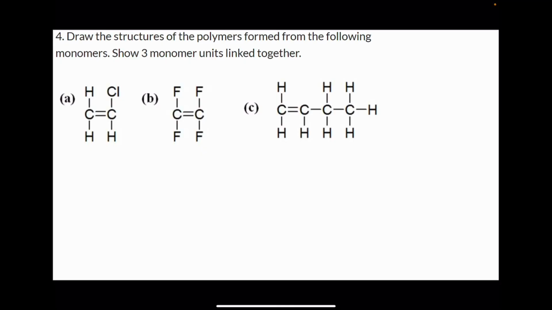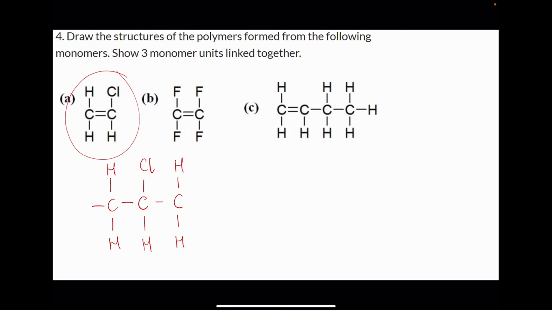So this says, draw the structures of the polymers formed from the following monomers. Show 3 monomer units linked together. So let's look at A. So there's our monomer. We've got the carbon 1 and carbon 2. On carbon 1, I've got hydrogens, and on carbon 2, I've got a chlorine and a hydrogen. And then I'm going to just repeat that. So that would be my repeating unit. And now I'm drawing a larger section of the polymer.